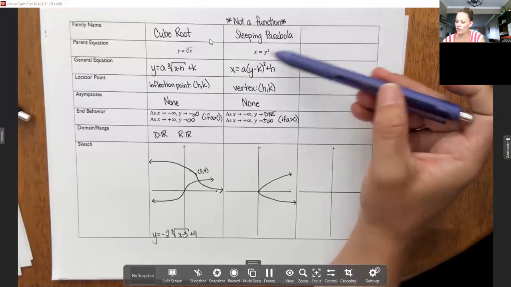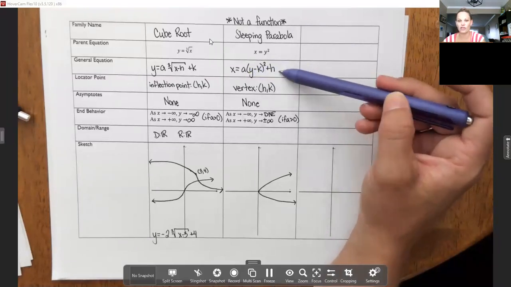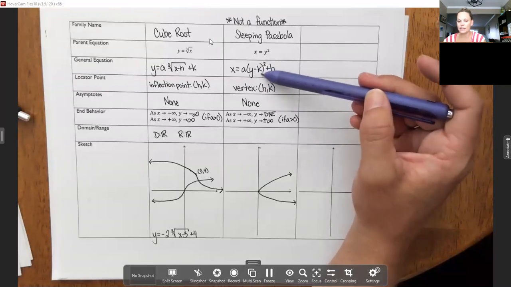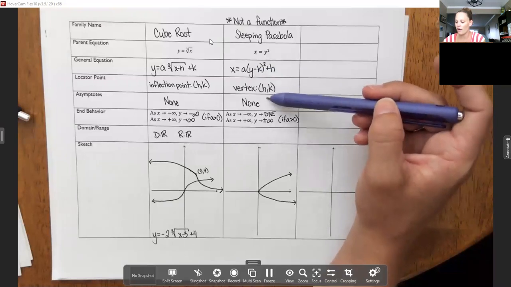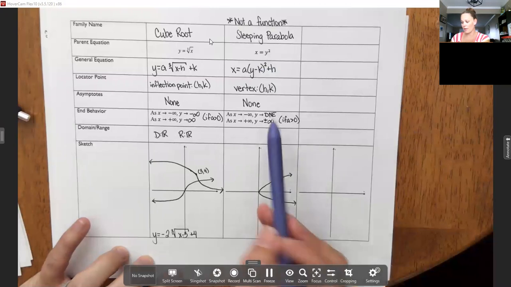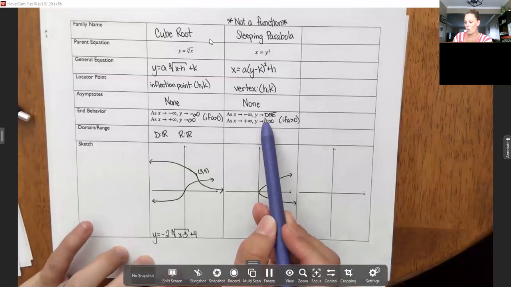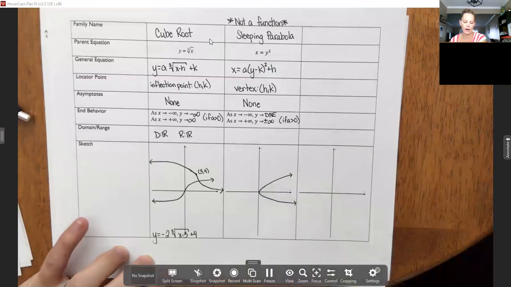So again, it's not a function. y equals a times y minus k squared plus h. The h and k are switched. k is still up and down. h is still left and right. Our vertex is (h, k). There are no asymptotes. For this sideways parabola, y doesn't exist as we go left, and as we go right, y goes both up and down.